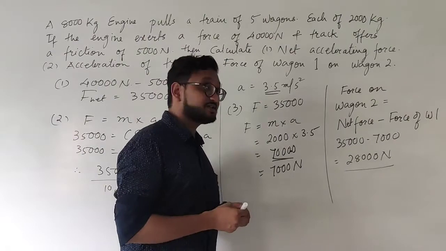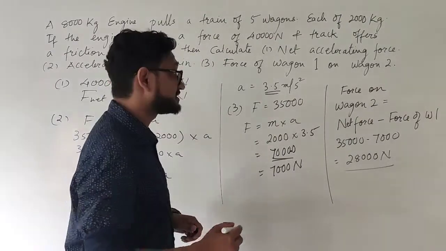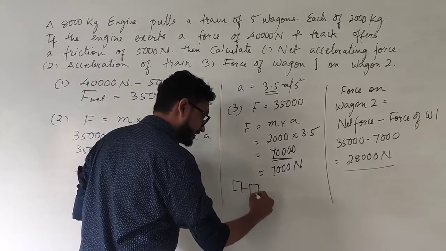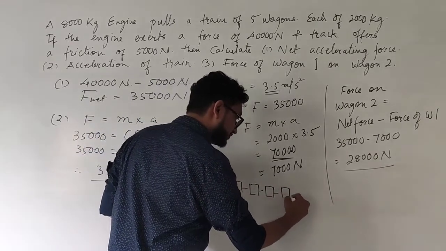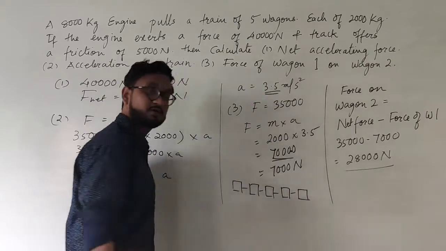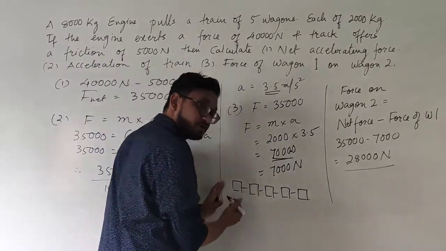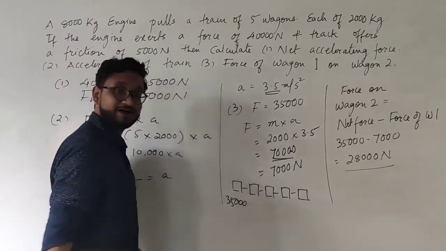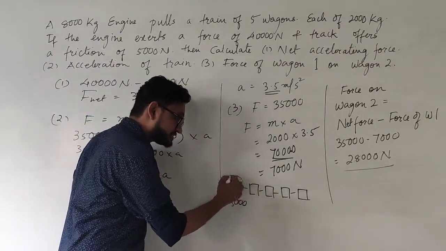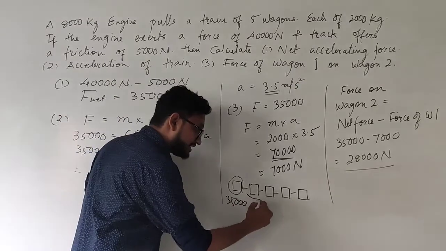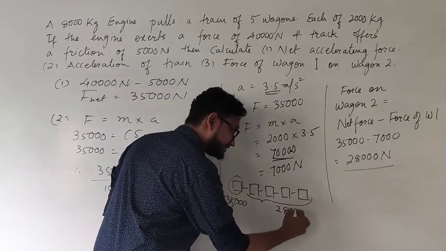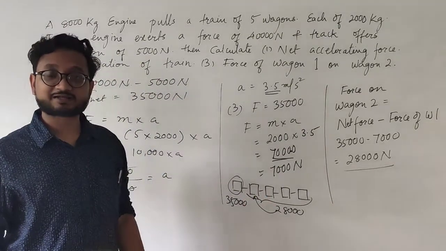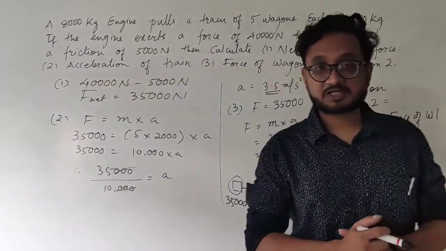Now when you see the diagram of a simple train, let's imagine that this is wagon 1, wagon 2, 3, 4 and 5. So the total force on the whole train is 35,000 newtons. Out of this, 7,000 is on the first wagon, so the remaining ones are getting 28,000, and that is why the force on the second wagon is 28,000 newtons. I hope it is clear to you, students.